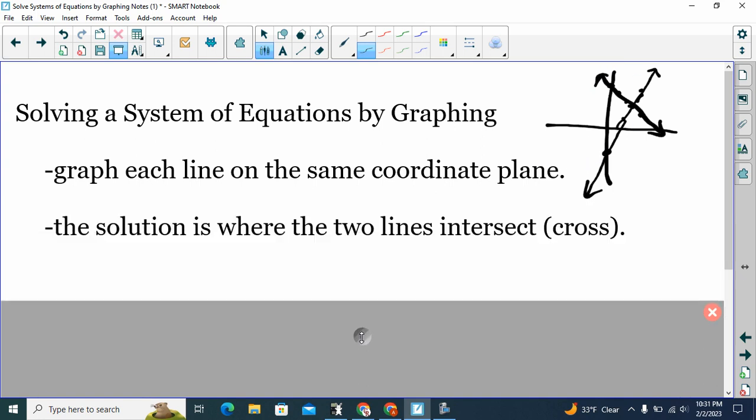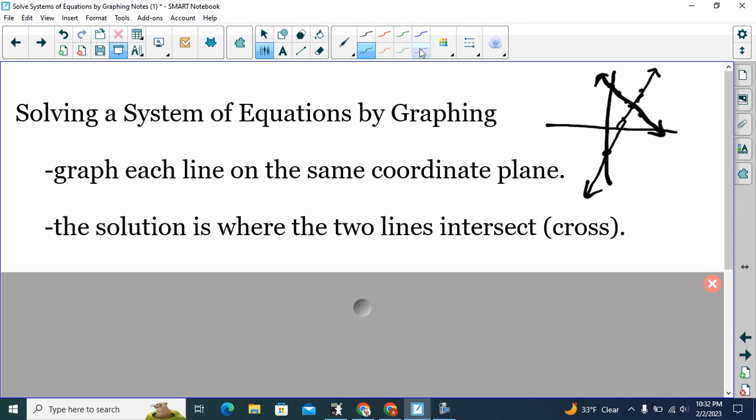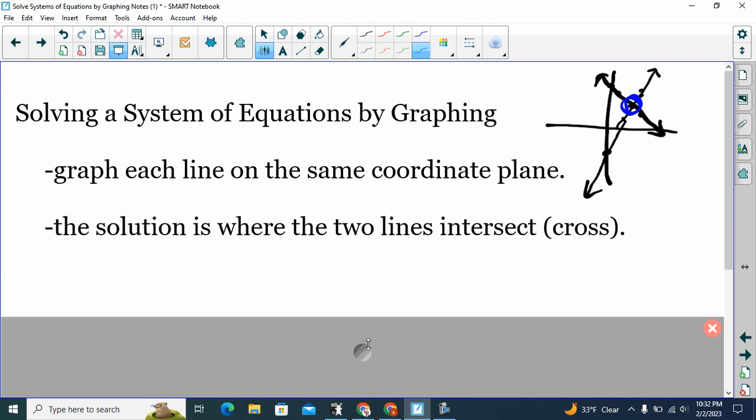We are going to be looking for where the 2 lines cross. We want both of those equations to be true. They're both true at the intersection point. The solution is where the 2 lines intersect.